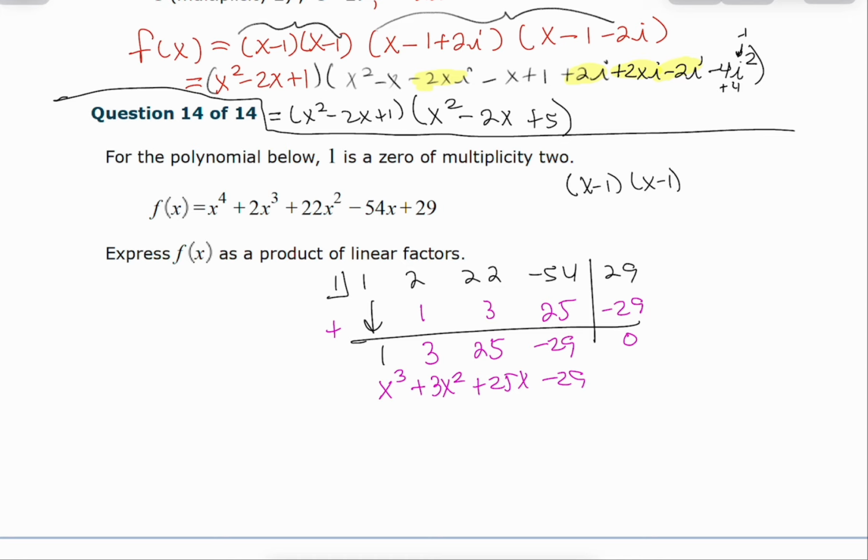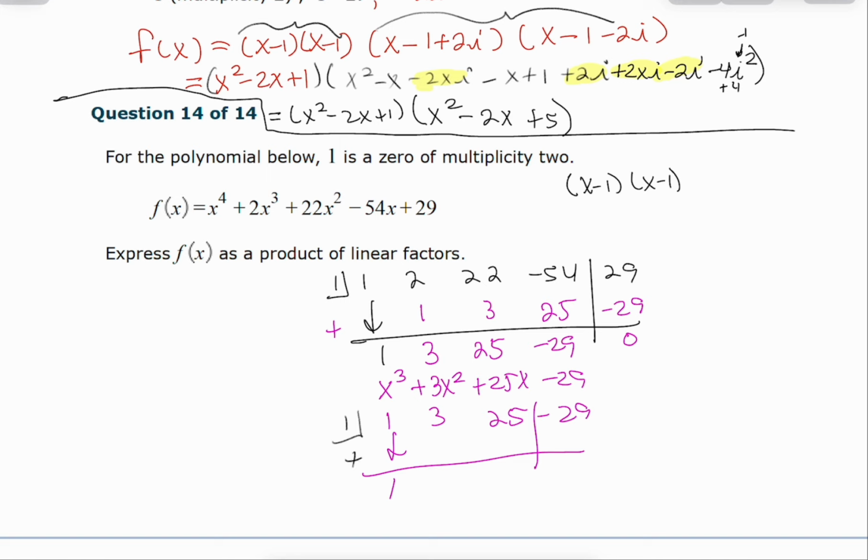And we are going to do it again because it said that the multiplicity was 2. So there's 2 of them hiding in there. If we looked at the graph, it would bounce at 1. So let's do it again. Now I'm going to use these new coefficients, 1, 3, 25, and negative 29. I'm going to set it up again.